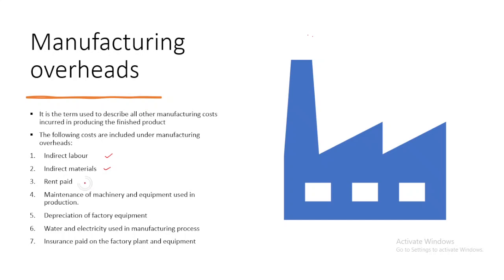And then we're going to have rent paid. Rent paid for the factory will also form part of the manufacturing overhead. Maintenance on the machinery and equipment used in production. Depreciation of factory equipment, but most of the time we don't include this one because it's a non-cash item, and sometimes we say that it's irrelevant for decision making in terms of calculating the production cost, because we do not actually see its value. But in terms of maintenance, this cost will be reflected under the maintenance cost in most cases. And then we're going to have water and electricity used in the manufacturing process, and insurance paid on the factory plant.